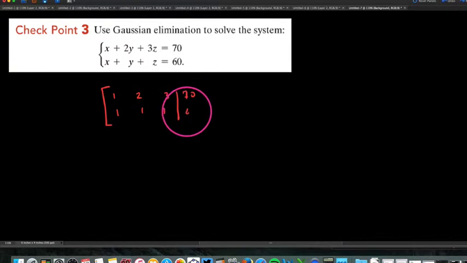1, 1, 1, and a 60. But we have fewer equations than variables, so we can be suspicious that we're going to get infinitely many solutions as our solution case here. And so looking at this, we already have a 1 in the top left corner, and we want to get rid of the 1 below it.